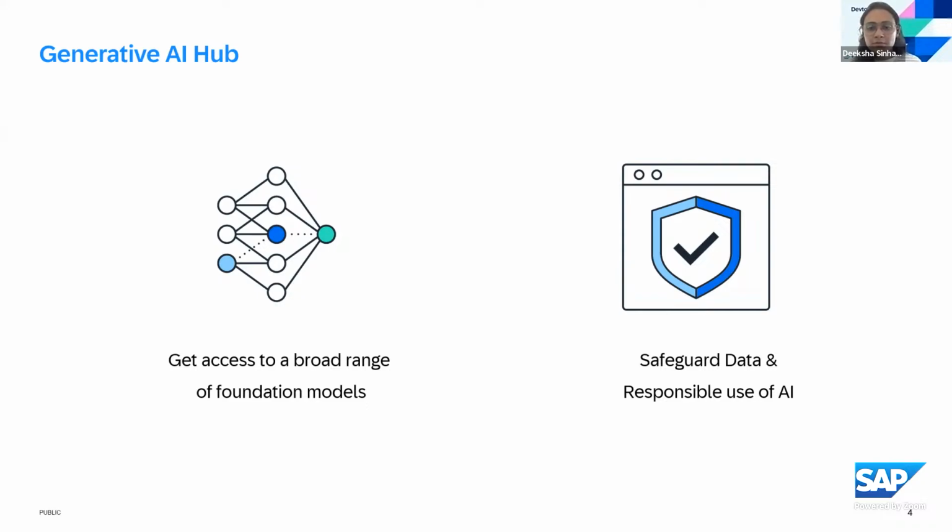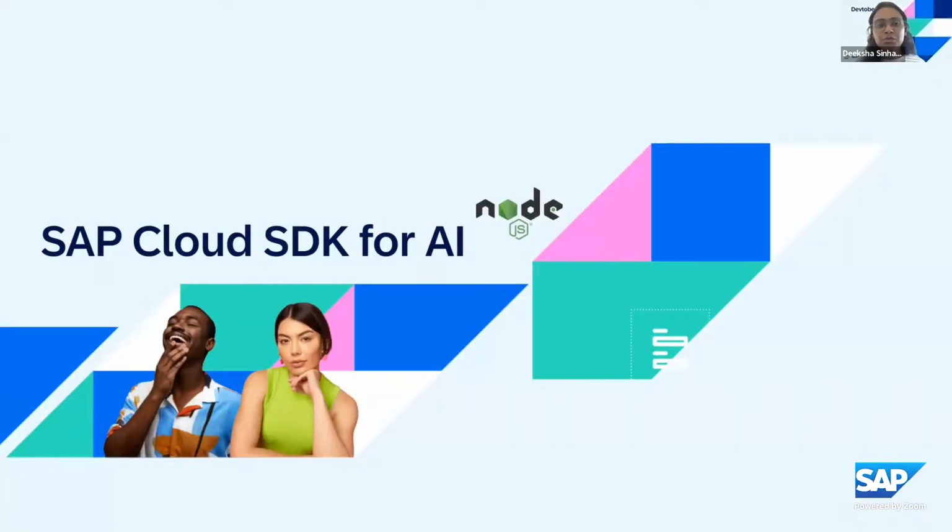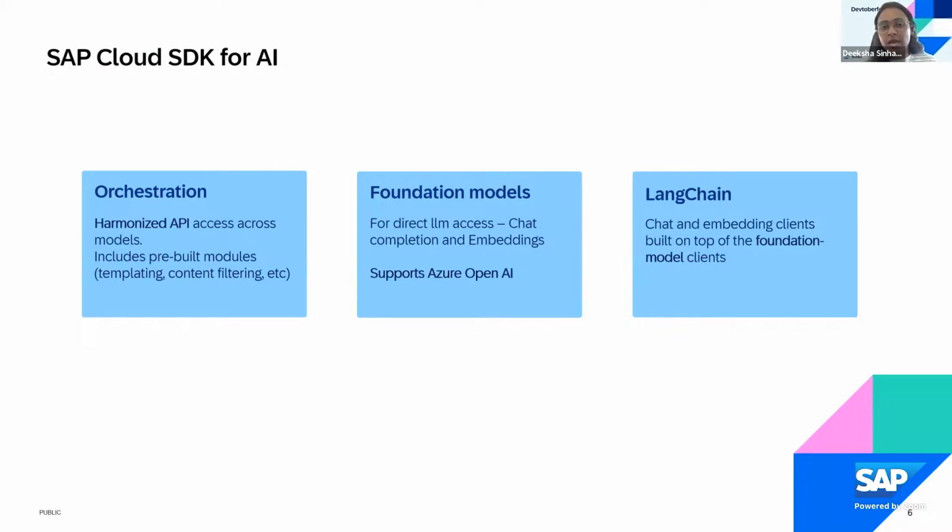It also provides services that ensure that the customer data that you're using is safeguarded and also that you are shipping products that use AI responsibly, since ethical use of AI is a major consideration. Now, how you can use Generative AI Hub in your applications, and this is where the SAP Cloud SDK for AI comes into the picture. All of these services you can use programmatically with the AI SDK, and it enables developers to use them in their applications. How? We do it via the different modules that we provide.